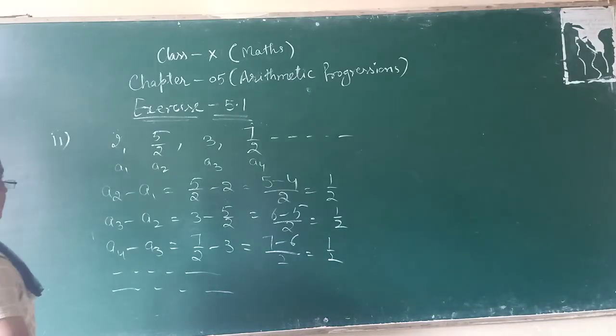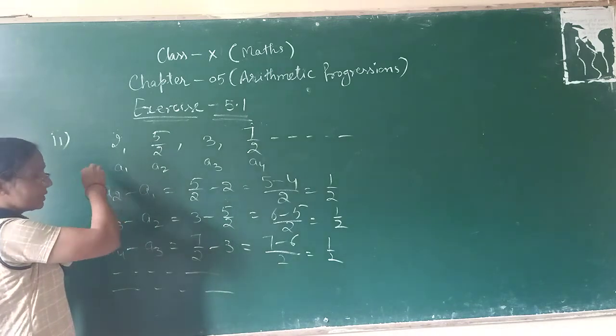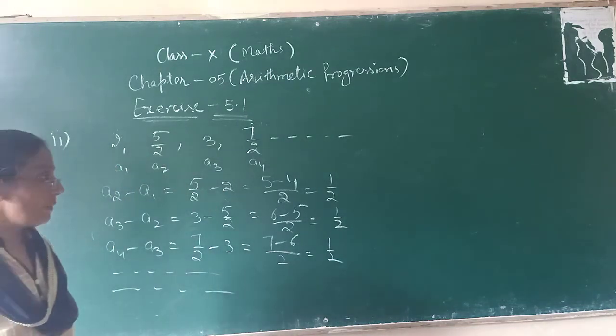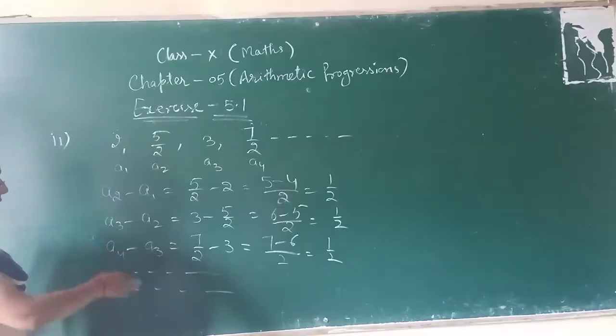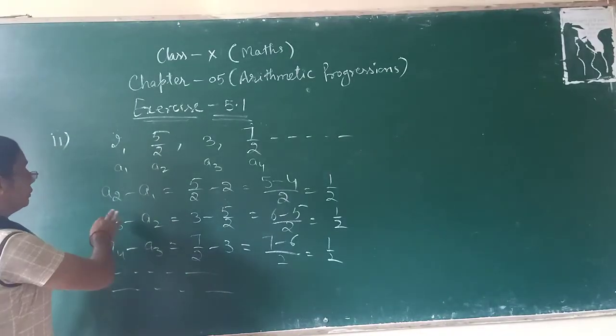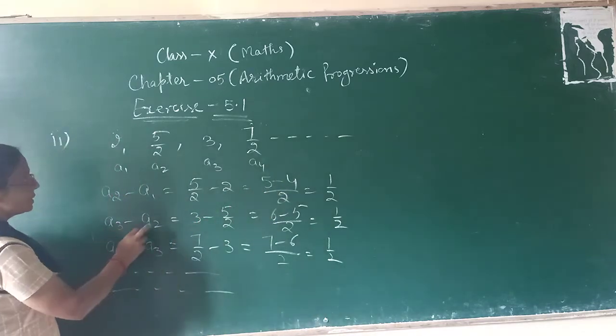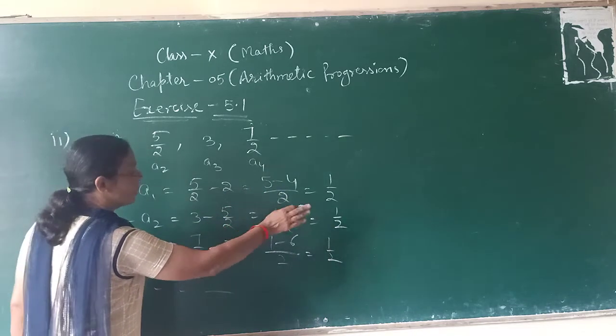Now we will discuss the second part: 2, 5 by 2, 3, 7 by 2 and so on. Again we name them A1, A2, A3, A4. Then we find A2 minus A1, that is half. A3 minus A2 is 3 minus 5 by 2, again by taking LCM.